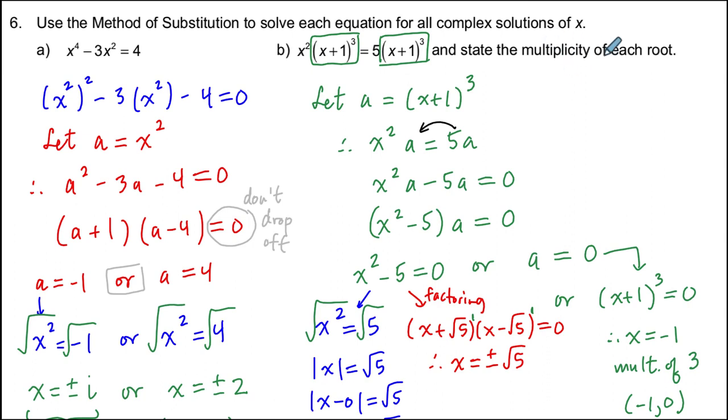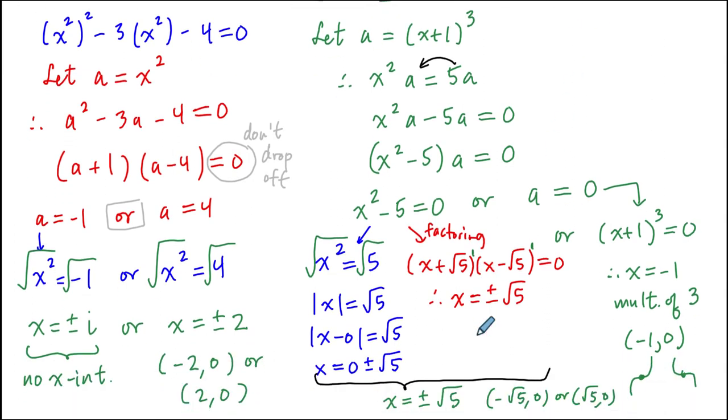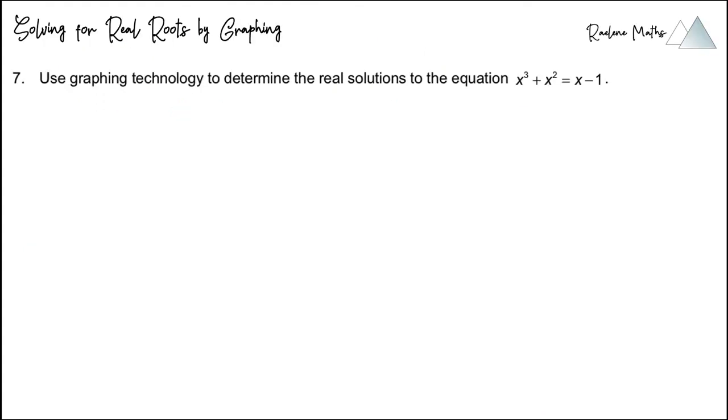We were stating the multiplicities, but we've gone a little bit further to talk about what the shape of those graphs would look like at the x-intercepts. In number 7, we're asked to use graphing technology to determine the real solutions to this equation. Since we're talking about real solutions, or real roots, or real zeros, we're actually referring to the x-intercepts, places where the polynomial graphs would cross the x-axis.